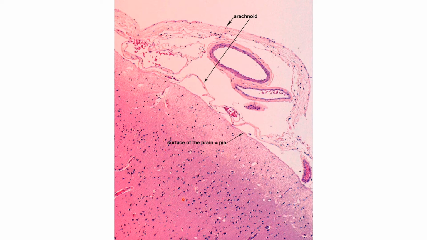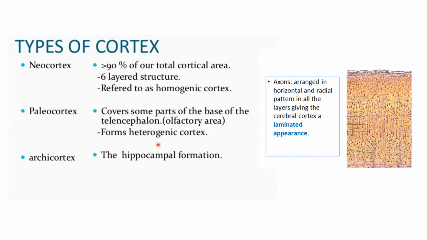Here you can see the laminated arrangement. Why does the cerebrum appear laminated? It has different shapes and sizes of neurons arranged vertically and radially, which give it a laminated appearance. So when you draw, you have to draw the pia mater as well as the coverings of the cerebrum of the cortex. Now, what are the different types of cortex?